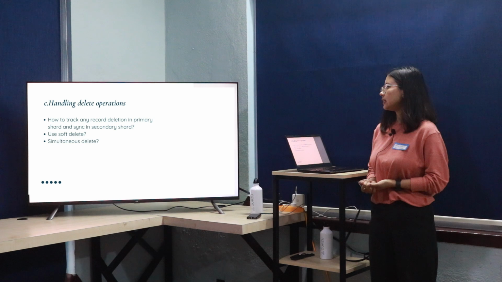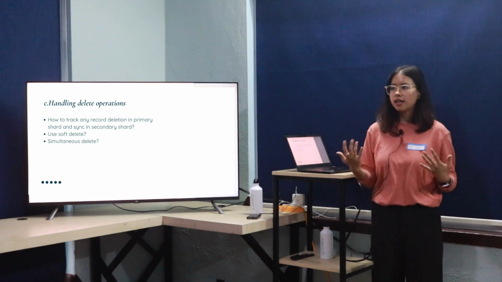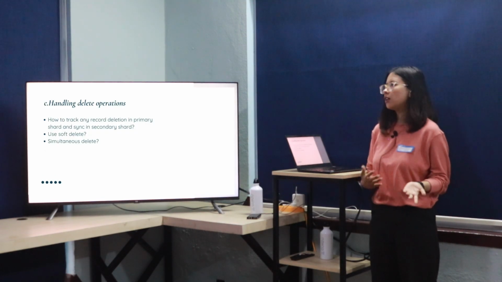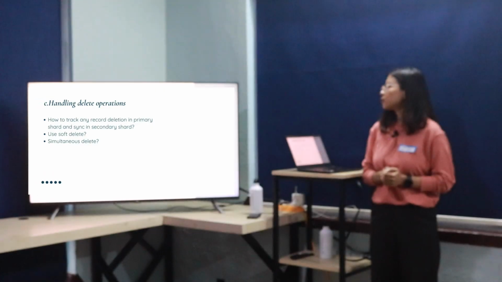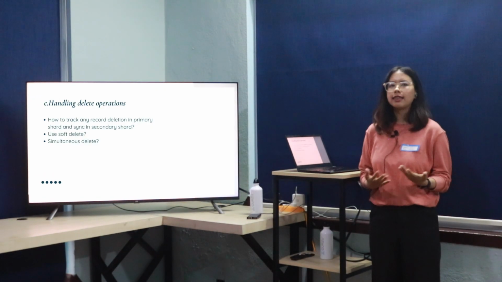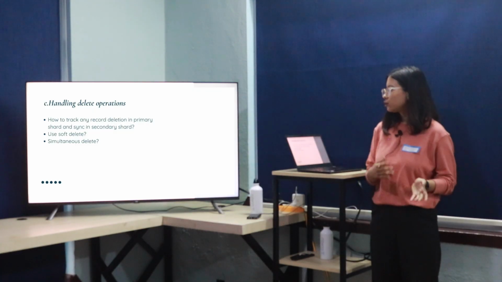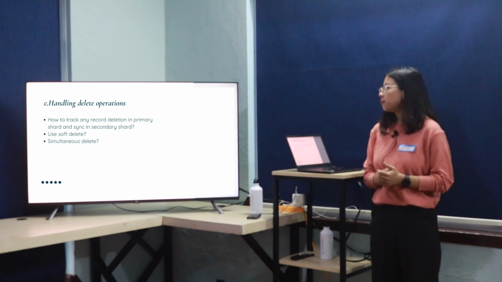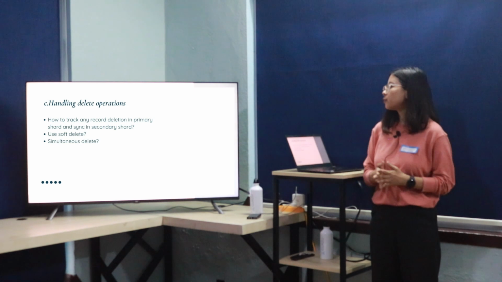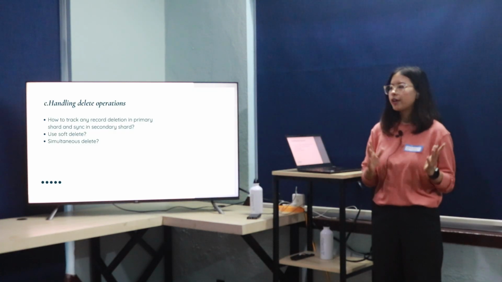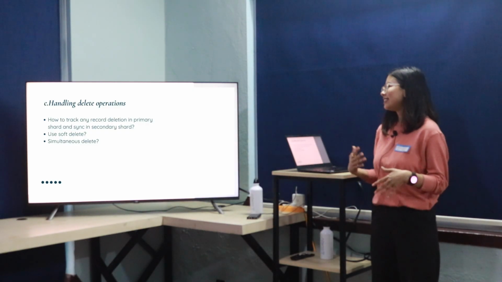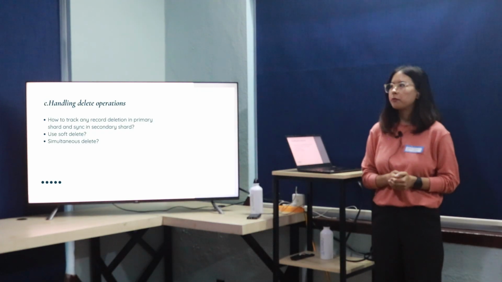Next is deleting the records, right? If we delete any record in the staging environment, we would need to be able to track the record in the production environment and also delete it there. So how do we do that? We can either use soft delete and track it like that, and then use a background job to asynchronously delete the deleted records at a later time in the production environment, or we can do a simultaneous delete. Whenever a record is deleted in the staging environment, we can use a callback and then delete the corresponding record in the production environment simultaneously.